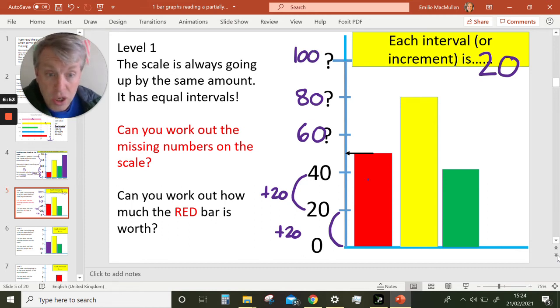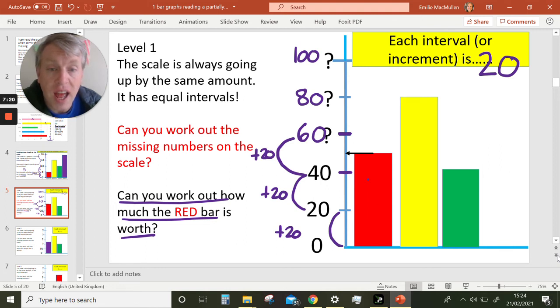And now, let's look at the red bar, because that's our next question. Can you work out how much the red bar is worth? It's between 40 here and 60 here. It's halfway between 40 and 60. Well, between 40 and 60 is 20. Half of 20 is 10. So we're going to be adding 10, halfway between 40 and 60, 50. So the red bar is worth 50.